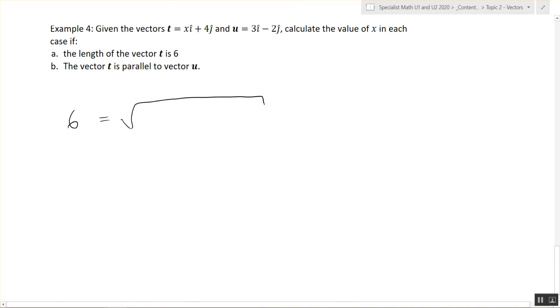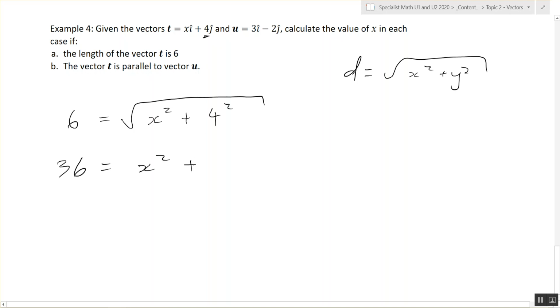From linear equations, length, or Pythag, so length of 6, the distance formula is the x squared plus the y squared. So 36 equals x squared plus 4 squared, which is 16. 36 minus 16 is 20. x equals square root of 20. Nice and simple. That's part A.